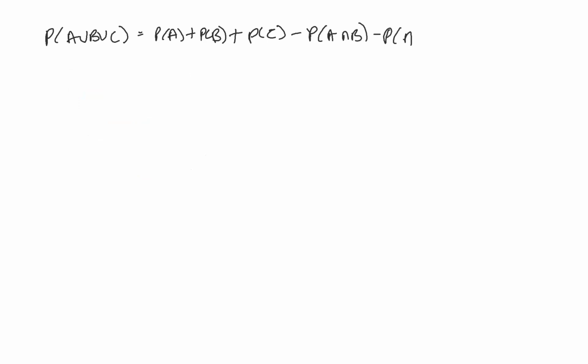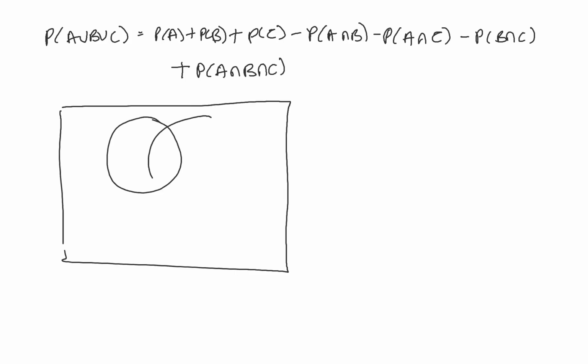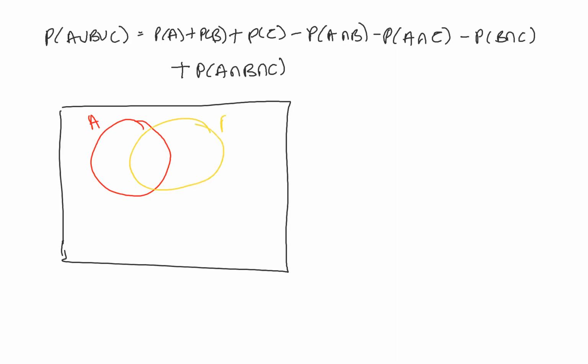In the case of the probability of A union B union C, we are saying it's equal to the probability of A plus the probability of B plus the probability of C, minus the probability of A intersection B, minus the probability of A intersection C, minus the probability of B intersection C, plus the probability of A intersection B intersection C. So using a Venn diagram, this should be A, B, and then C.